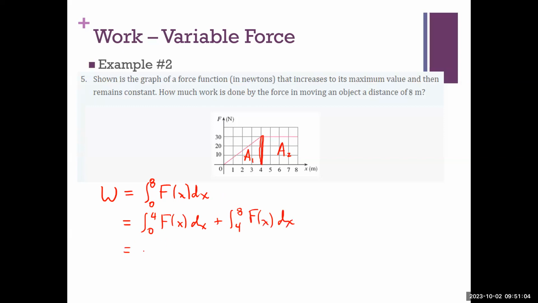So for that first sub-interval, let's find that. What's that work going to be over the first 4 meters? 60. How'd you get 60? 4 times 30, okay, so the area of a triangle. 60 watts. It's joules. Newton times meter, that's a joule. How about the work on the other side of this interval? Plus 120, right? So full work of 180 joules.